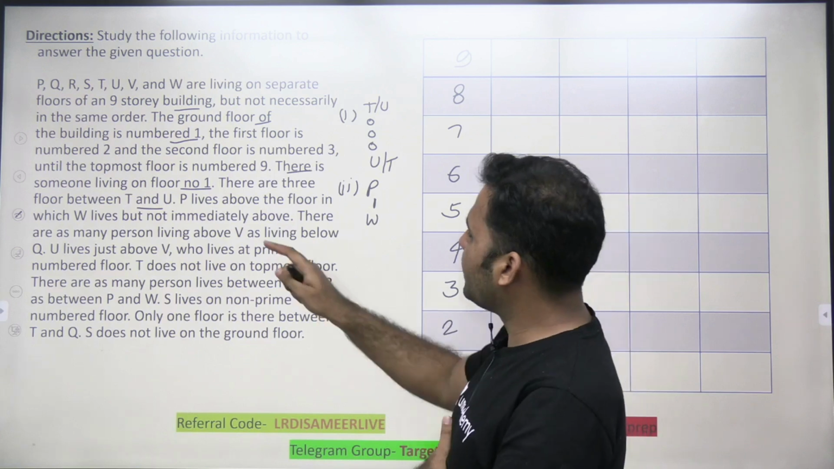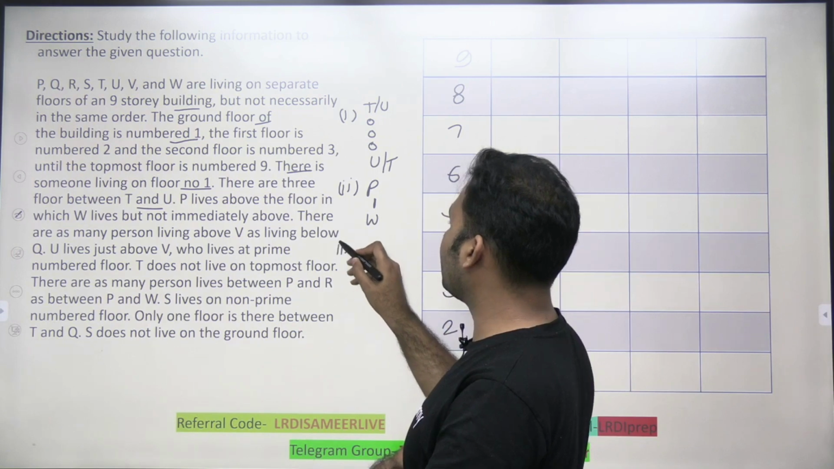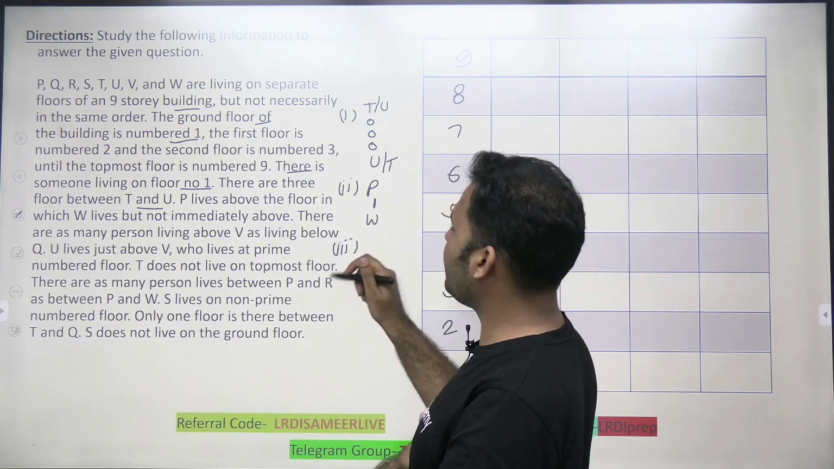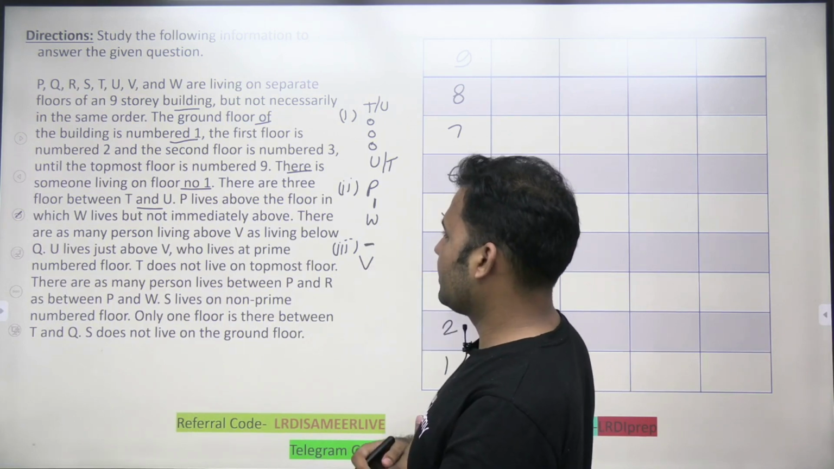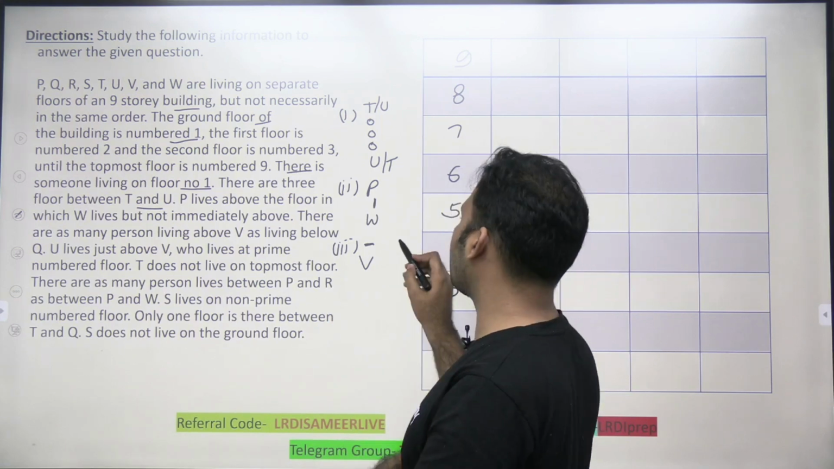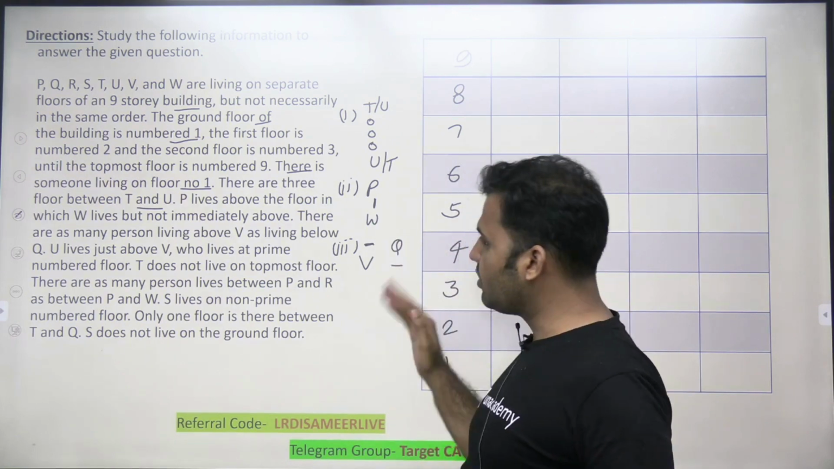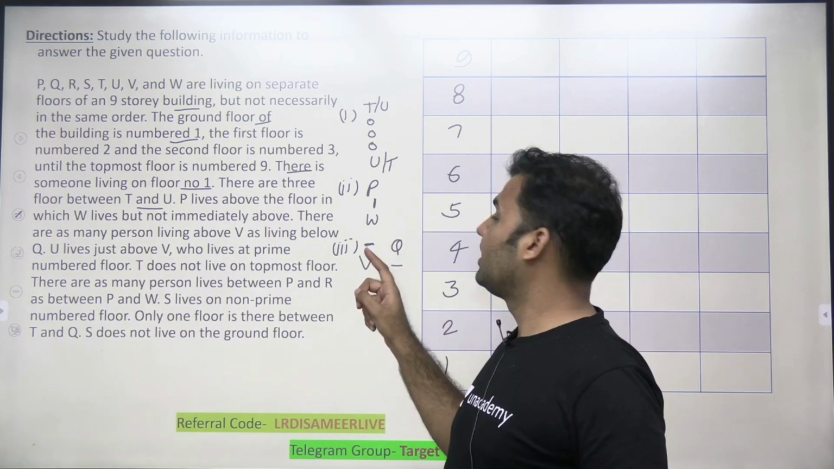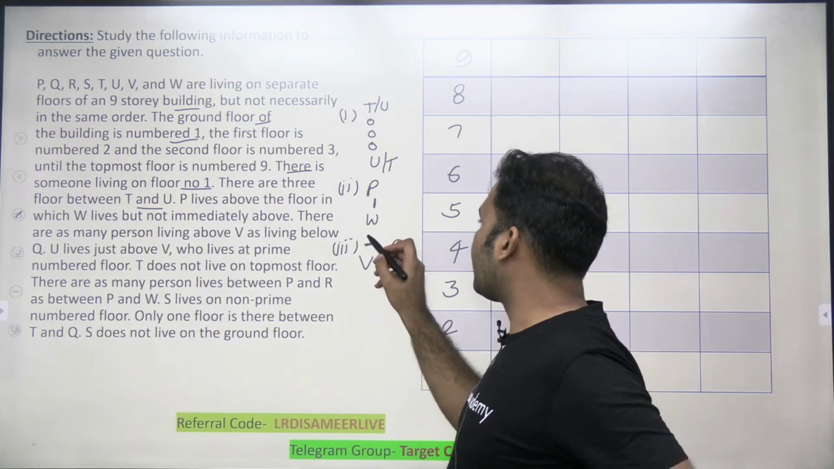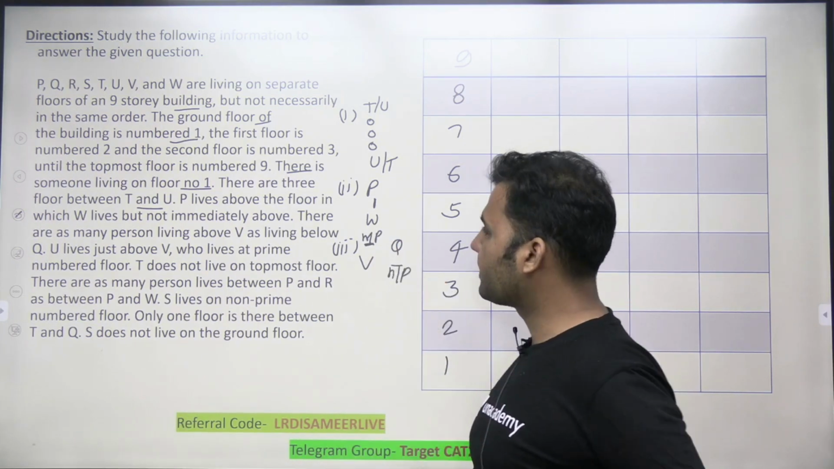There are as many persons living above V as living below Q. So the third condition is that the number of persons living above V is the same as the number of persons living below Q. Keep this in mind, it's not talking about the floors, it's the number of persons. So write it down: the number of persons above V is the same as the number of persons below Q.